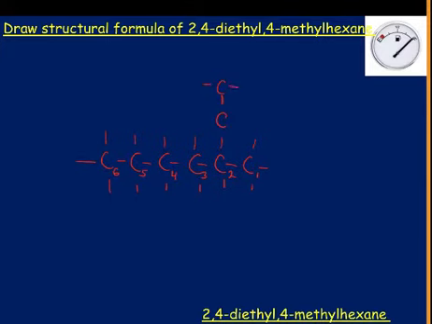So I go up. Yeah, my screen is frozen. Thank you. So I have ethyl at 2, and it doesn't matter if I put it above or below. And I have an ethyl at 4. And I make sure I filled it all with hydrogen.